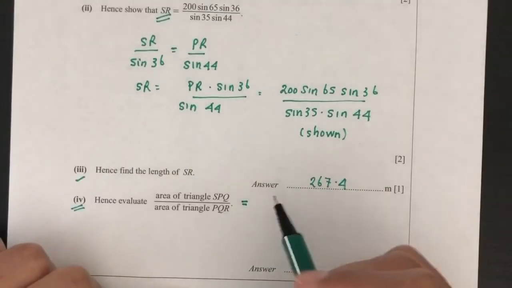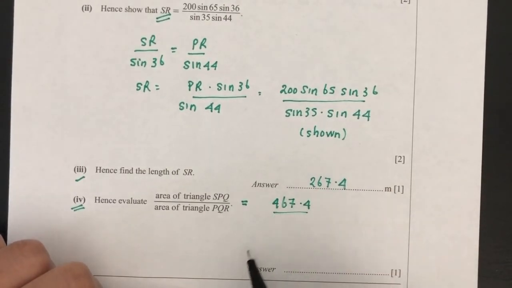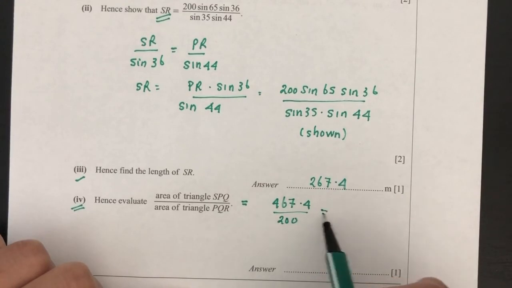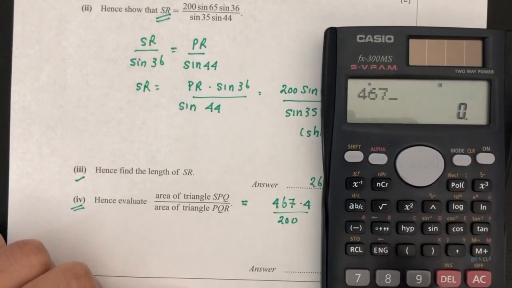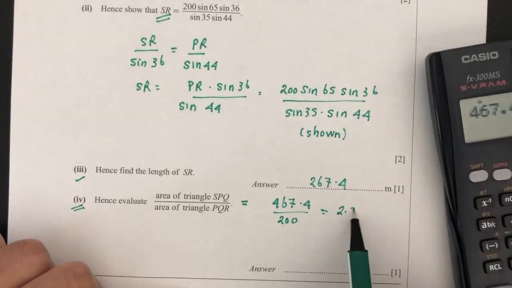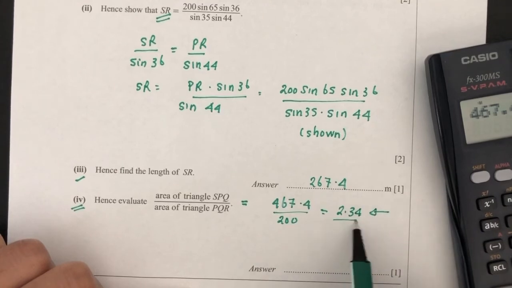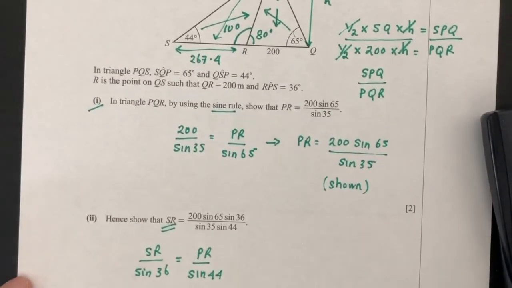That will be 467.4 divided by 200. So let's see what is the value. 467.4 divided by 200. That will be 2.34. So this will be your answer for part 4. That's the ratio. Okay, and that is part B of this question.